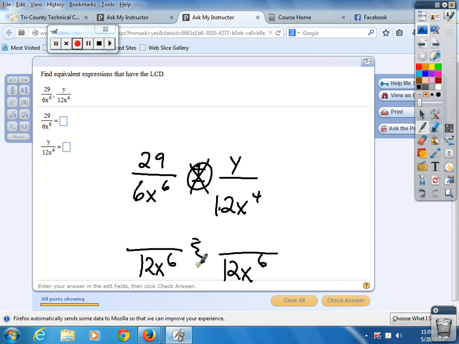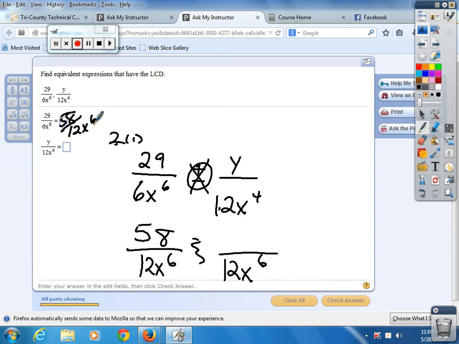And how many times will 6 go into 12? Twice. And how many times will x to the 6th go into x to the 6th? One time. So 2 times 29 is 58. So 58 goes right here. 12x, sorry. I had a little bit of dyslexia there and transposed my numbers. 12x to the 6th.